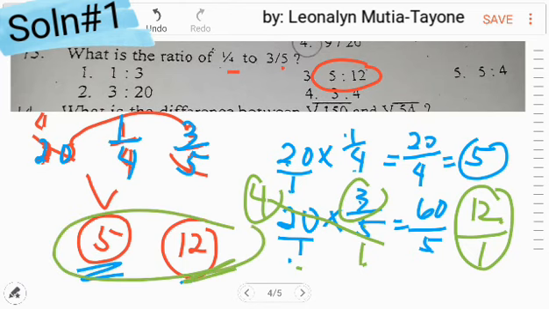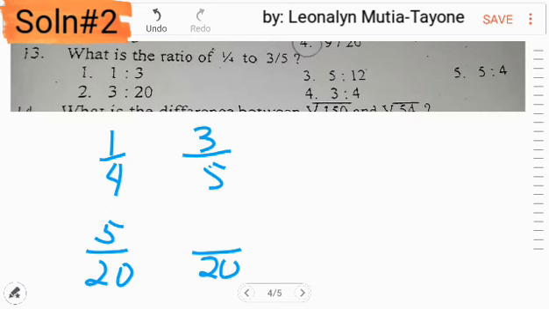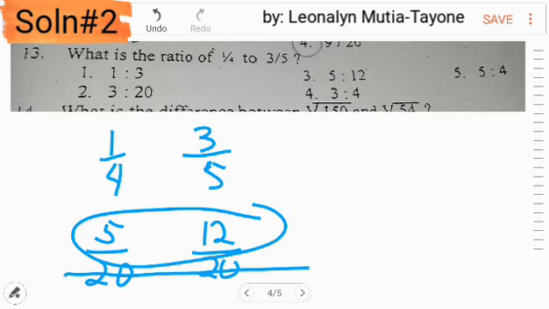Let's just find the least common denominator. Again, ang least common denominator nitong dalawa ay 20. Meron din tayong separate video on how to find the least common denominator. 20 divided by 4, that is 5. 5 times 1 equals 5. In other words, si 1/4 ay equivalent ng 5 over 20. 20 divided by 5 equals 4. 4 times 3 equals 12. So, i-cancel out mo lang yung mga denominators. Ignore mo lang. So, ang answer dito ay 5 is to 12.